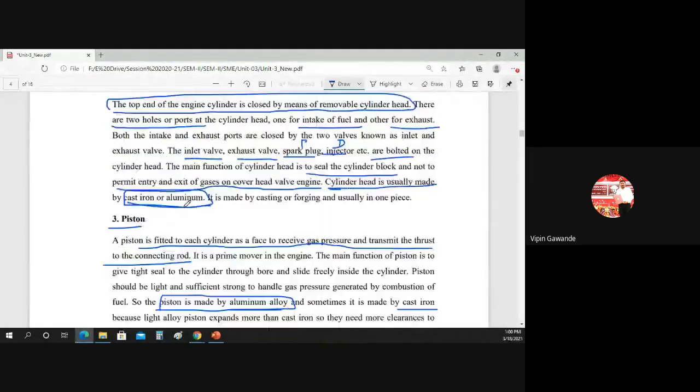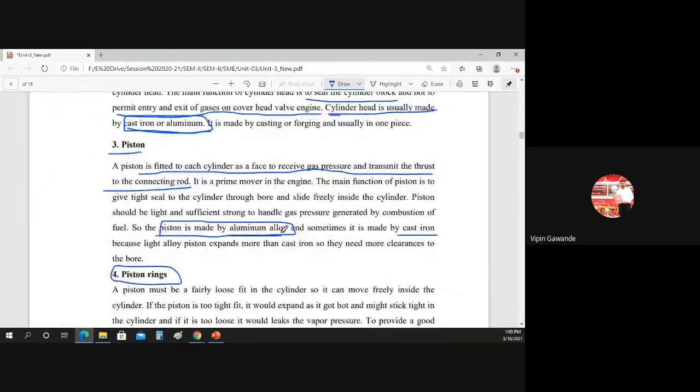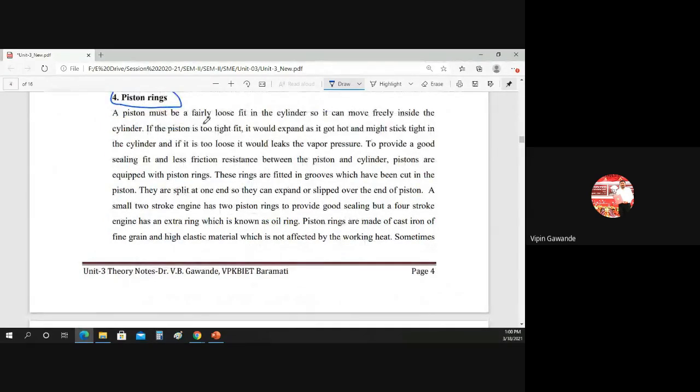See, piston rings are mounted here. This is our piston, and these are the piston rings mounted on it. Now why are these piston rings mounted on the piston? There is a reason. A piston must be a fairly loose fit in the cylinder so as to move freely inside the cylinder. The piston is going upward and downward, so there must be free movement of this piston. If it is a tight fit, then what will happen? It will expand and get stuck tight in the cylinder.